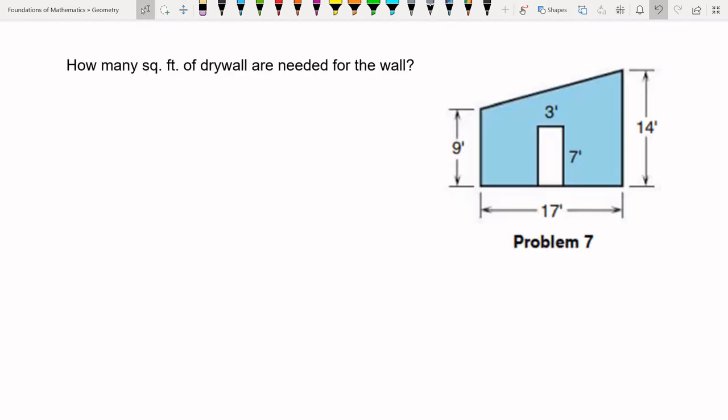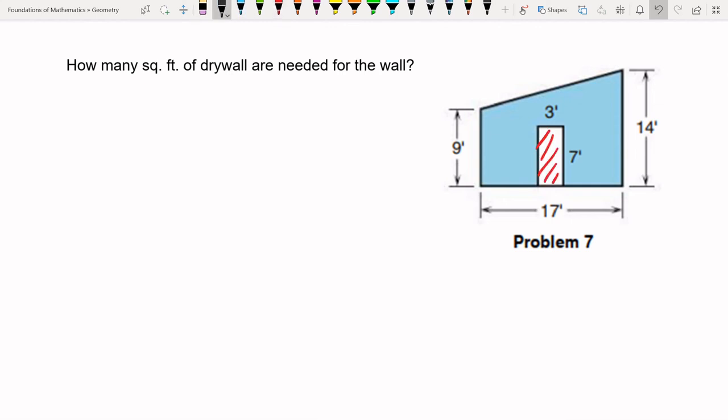So typically we learn area and perimeter and all those things to help us with more complex problems. We use simple things to learn it and more complex things to solve with it. In this case, we're just trying to figure out how much drywall is needed for this wall. We're looking for square feet, so we're looking for the area of this figure. Of course, we're taking out the door, so that's not going to be included in the entire thing.